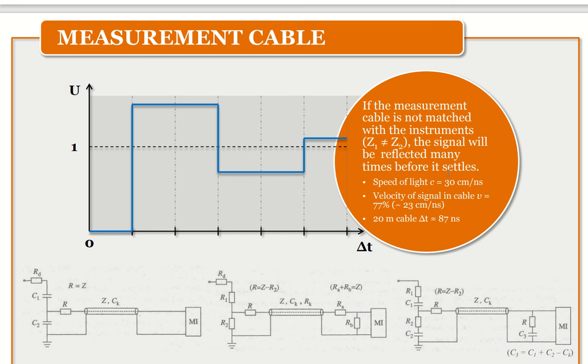30 cm per nanosecond, and the velocity of the cable is 77 percent. So normally the velocity of the signal in the cable is 77% of the speed of light. Okay, you can find the value of the speed of light on the internet.